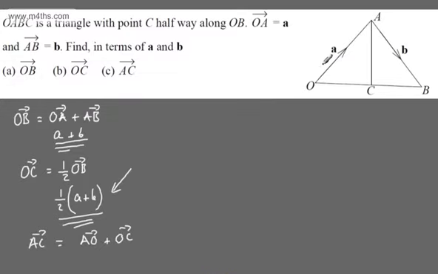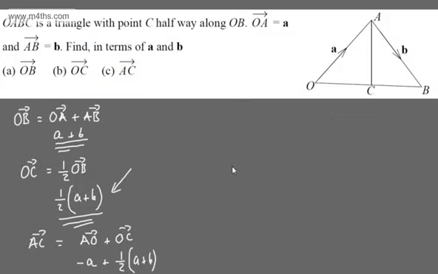Now, we know that A to O is going to be minus A, as O to A is A, so we're going to have minus A plus 1/2 of A plus B. So if we consider now, I've got 1/2 A plus 1/2 B minus A, which is going to leave me 1/2 B minus 1/2 A, or we could write 1/2 of B minus A, and that's one way that you could do it. So again, all you're doing is looking at straightforward problems, given that this is half distance.